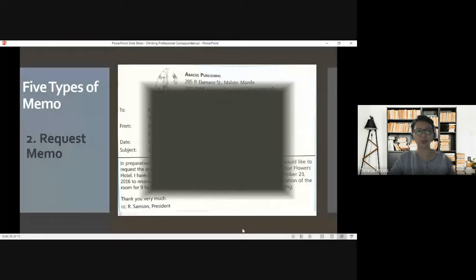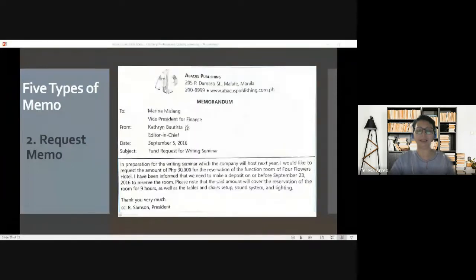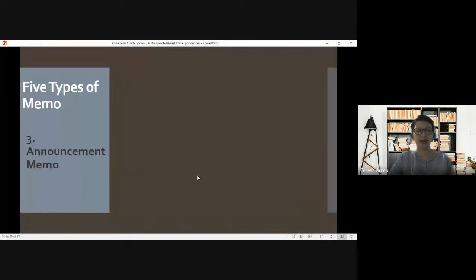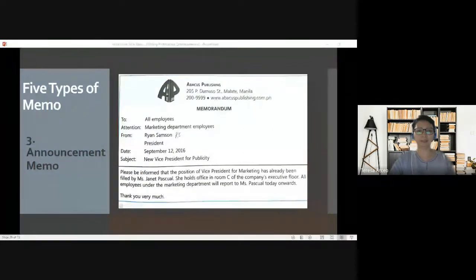Next, we have the request memo. It asks the readers to provide certain information or to take certain actions. An example is one which requests a fund for a seminar. Next, we have the announcement memo. It provides information about an event, person, or a thing. An example is one which announces the arrival of a new employee.